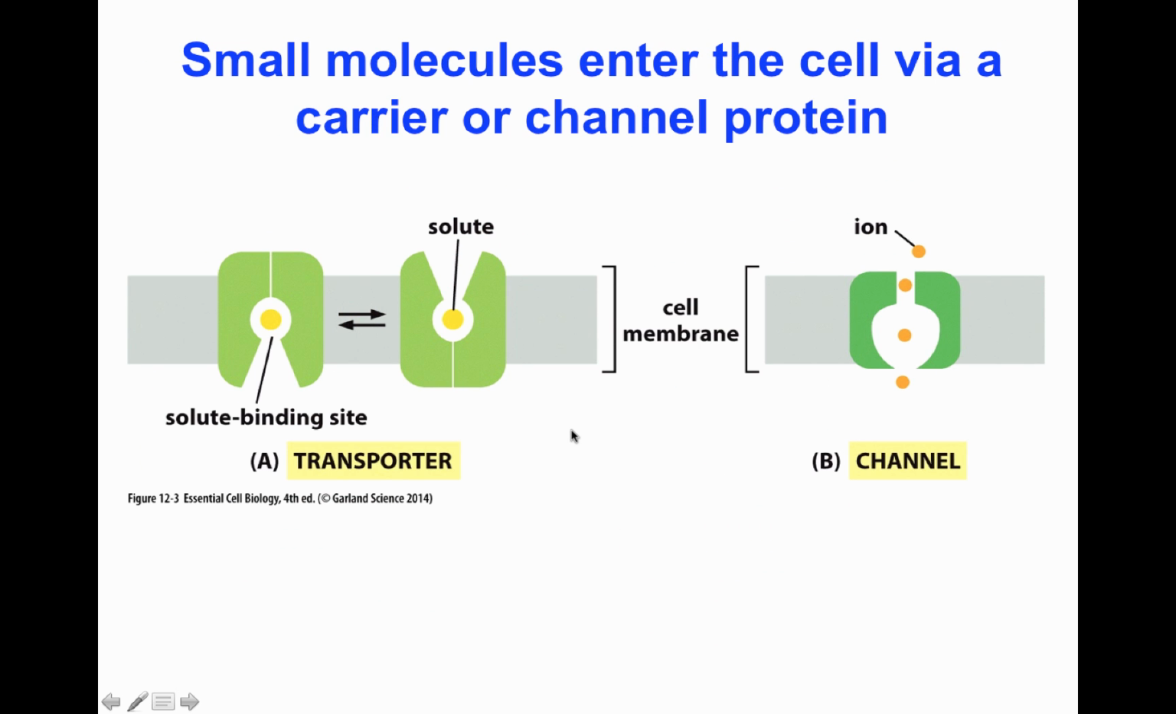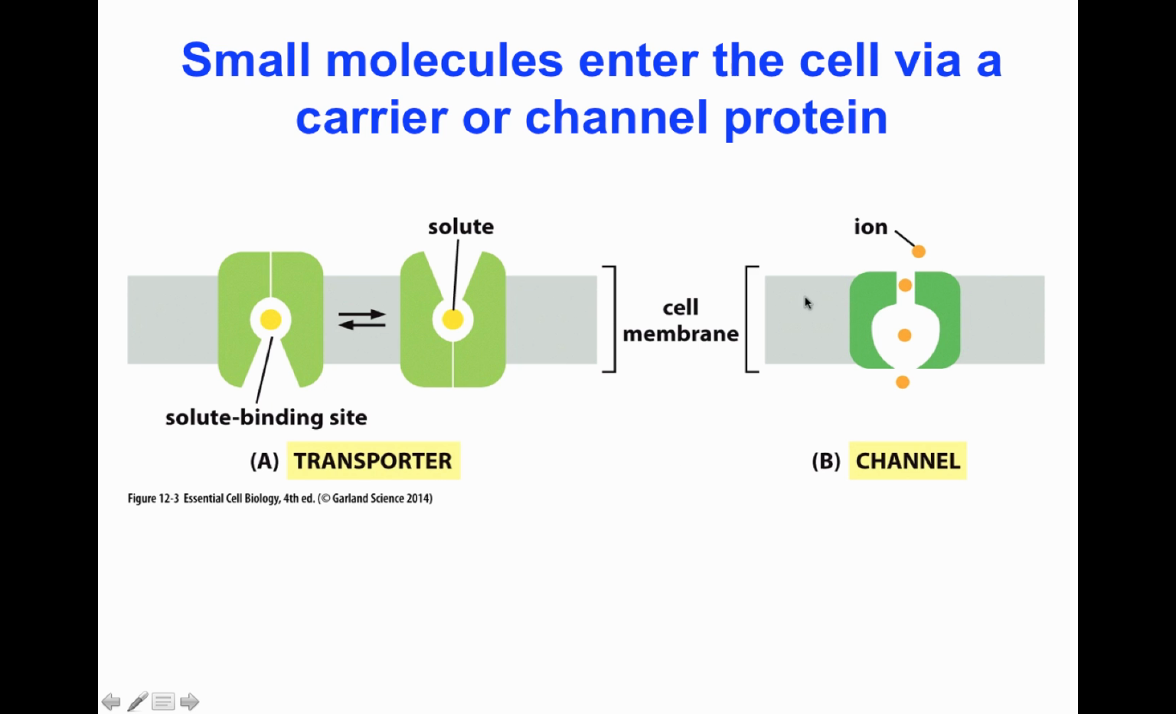Now, small molecules enter the cell via carrier proteins or channel proteins. Here in A, we have an example of a transporter. That transporter is going to undergo conformational changes that are going to allow it to transport a small solute molecule across the membrane. On the other hand, what we have are channel molecules.